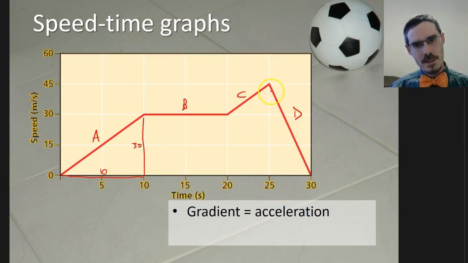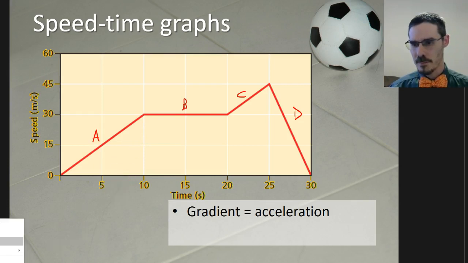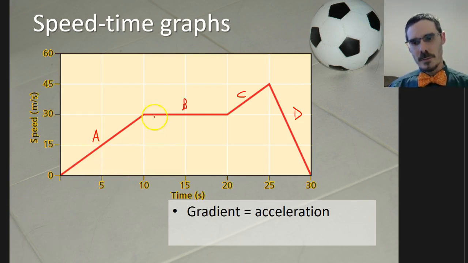Notice at D, the gradient is negative and it's slowing down. The acceleration is negative because it's slowing down. But we can do more than that. Let me have another look here. Just rub that out.